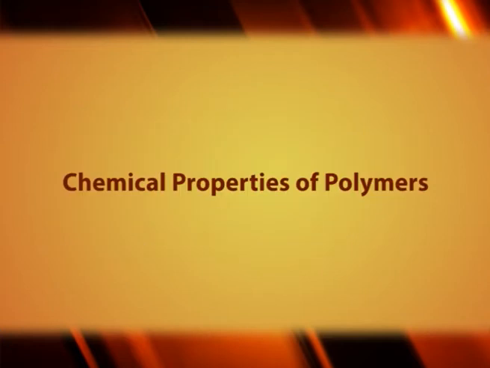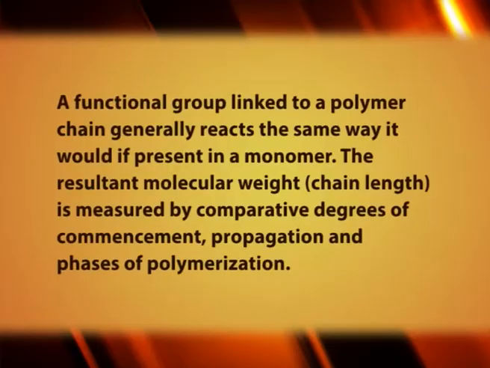Now let us talk about the chemical properties of polymers. Most polymers are organic and designed from hydrocarbon molecules. They consist of extended and flexible chains with a sequence of carbon atoms as a backbone. A functional group linked to a polymer chain generally reacts the same way it would if present in a monomer. The resulting molecular weight is measured by comparative degrees of commencement, propagation, and phases of polymerization.